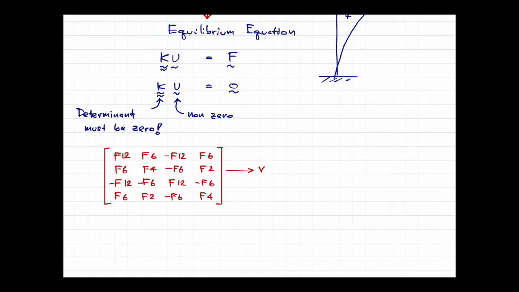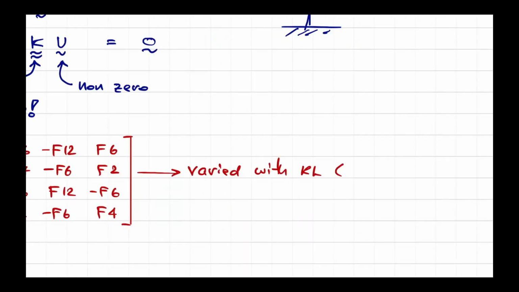They are varied with KL, which is the P over EI, or I could say that it depends on the P, the EI, and the length, these three parameters.